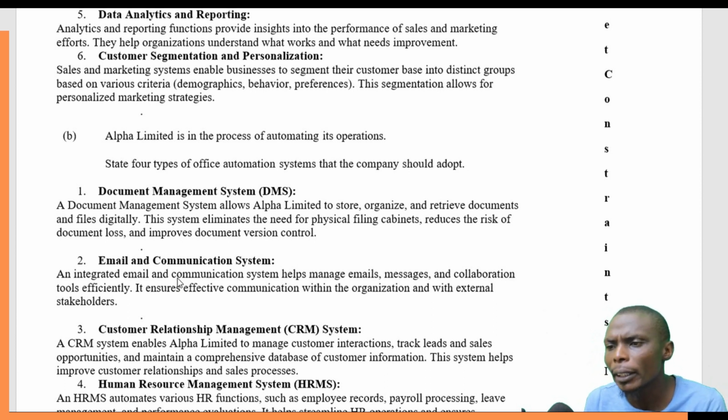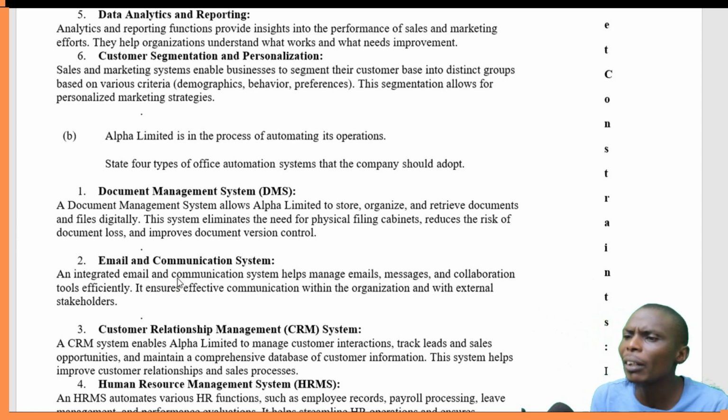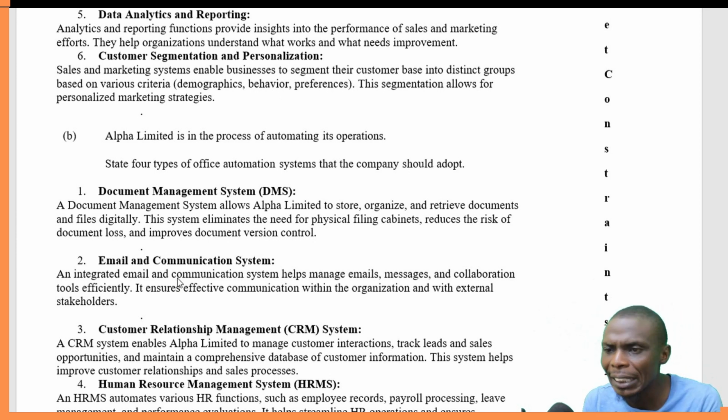We also have email and communication systems. An integrated email and communication system will help manage emails, messages, and collaboration tools. This will ensure effective communication within the organization because it will be very easy to share information and pass it between one department or another, or between one group of employees and another, and even with external stakeholders and customers. That will enhance good communication.